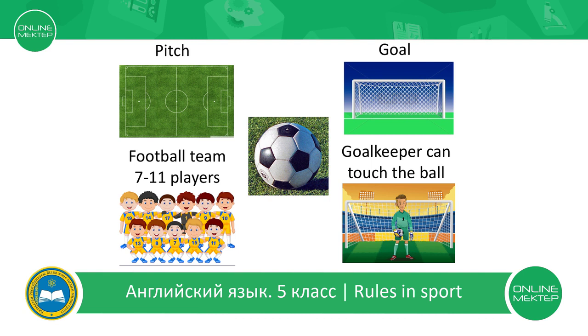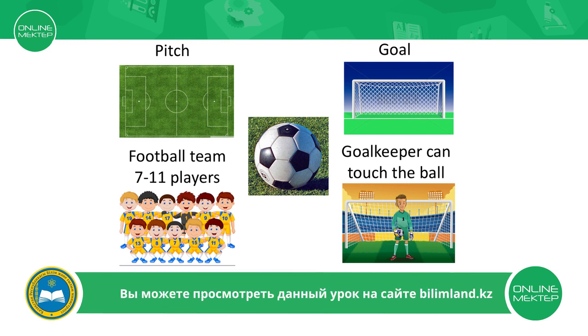In football, two teams compete with each other. In each team, there can be between 7 and 11 players. Look at this picture, please. You see 11 players in the picture. In football, footballers cannot touch the ball with their hands. Only goalkeeper can touch the ball. And football is played with a round ball.